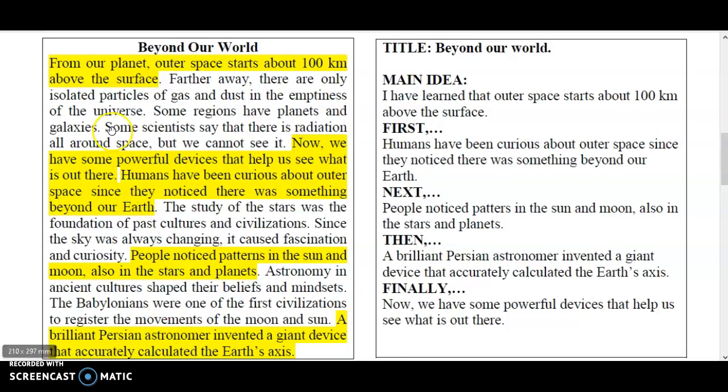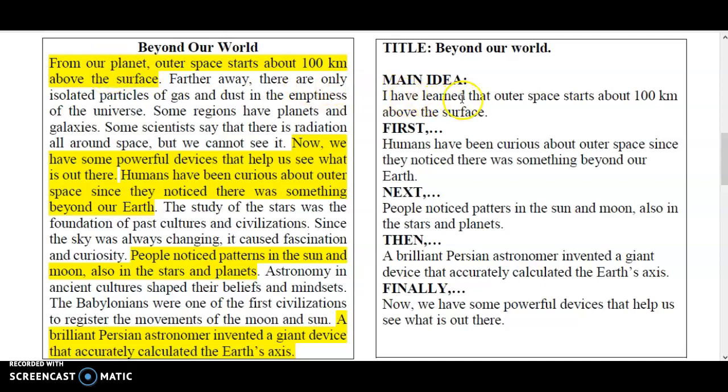So how many do we have? 1, 2, 3, 4, and 5. Maybe the most important one for you. Look, I already complete this graph with a title. The title is Beyond Our World. What is the main idea? The number 1, this one.